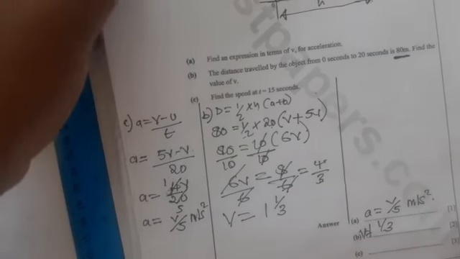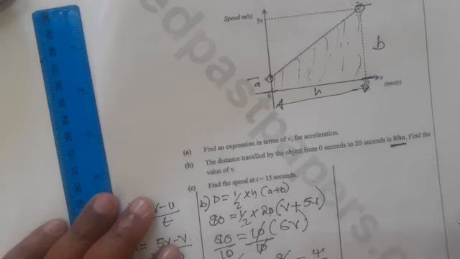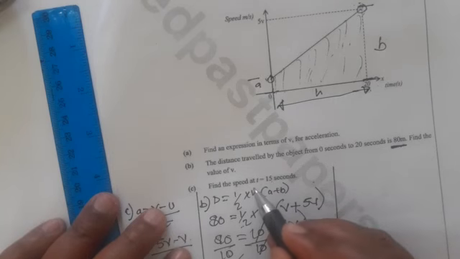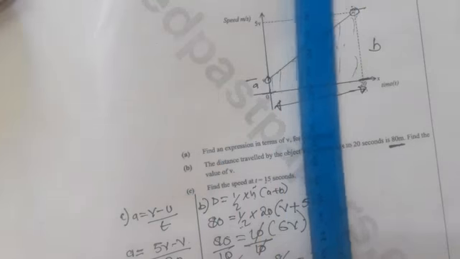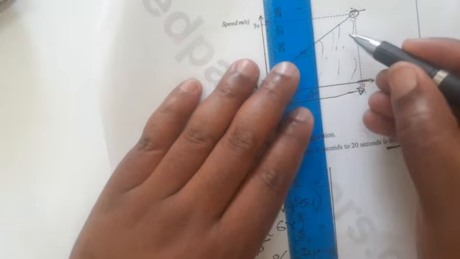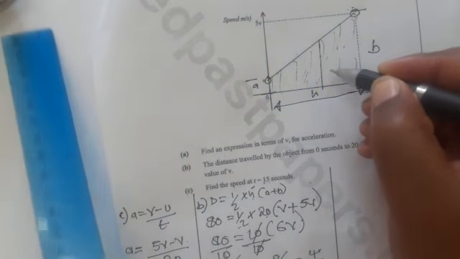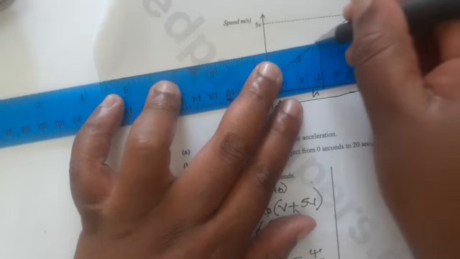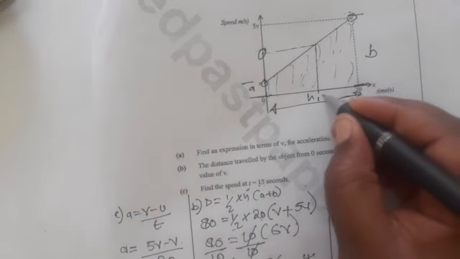Then the last one. Find the speed at t is equal to 15 seconds. So we find the speed of the particle when time is 15 seconds. So 15 seconds could be somewhere here. We are just trying to estimate. Maybe here. So we want to find the speed here. What is the speed here, when time is 15?